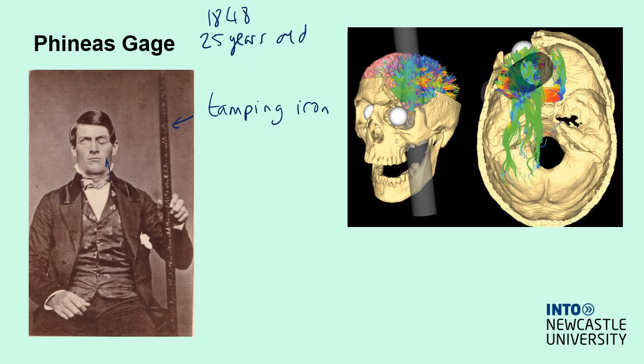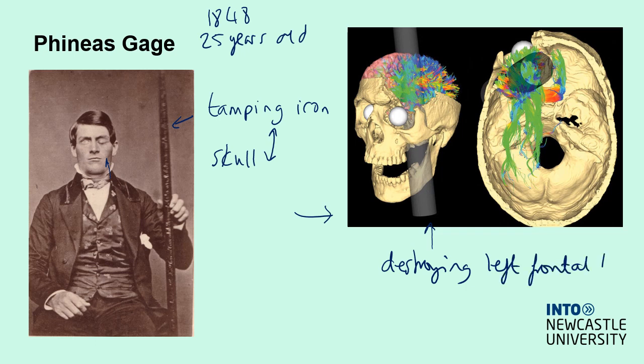It went through the left side of his face. One of the creepy things is we still have his skull and the tamping iron in a museum in America. So scientists can work on this, and now they can use modern scanning techniques to see where the pole went in and where it came out. It went in through his jaw and came out through his forehead, completely destroying his left frontal lobe. And he didn't die, as you can see by this picture. He was alive, but he did have changes after this.